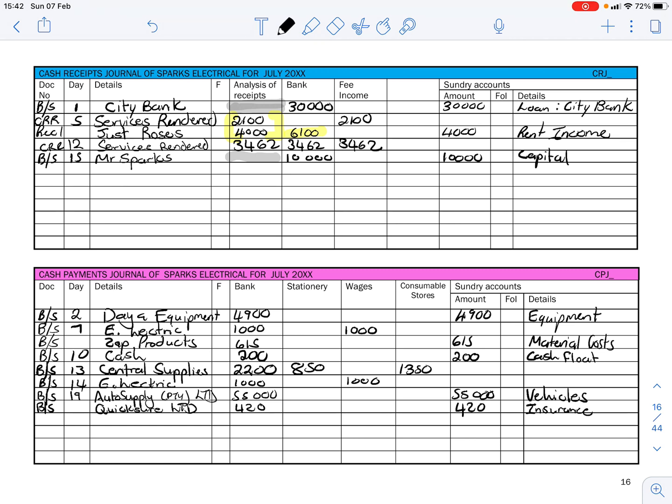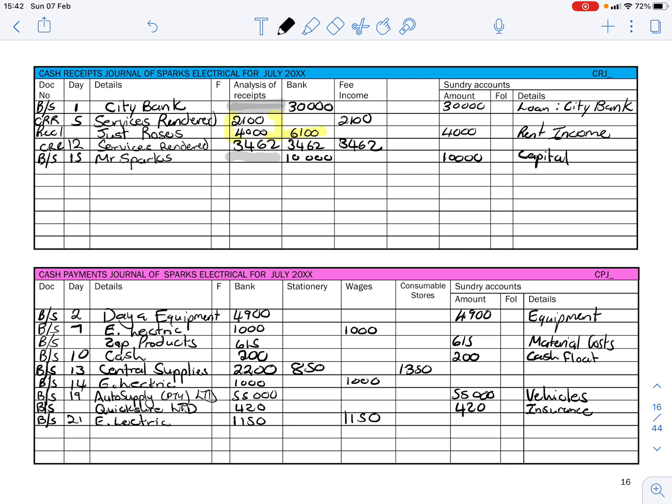Okay. On the 21st, we paid wages to the technician. If we are paying money, we use our CPJ. Our technician is Electric, and they tell us he was granted a 150 Rand increase. His previous wage was 1,000 Rand. We add 150 to that, and we have our wages for Electric.